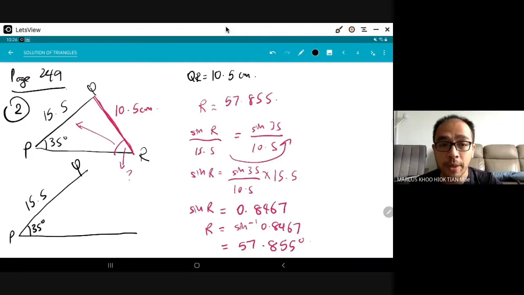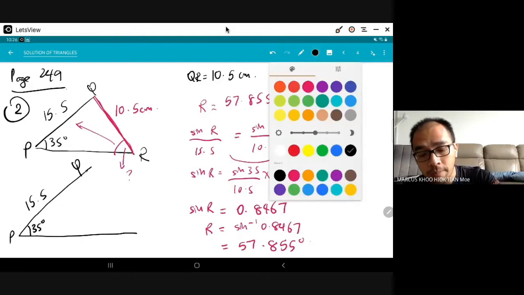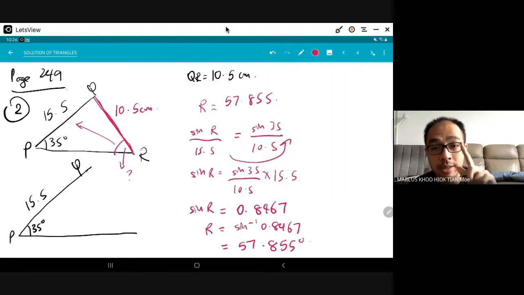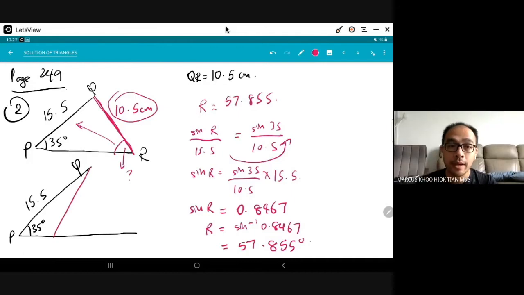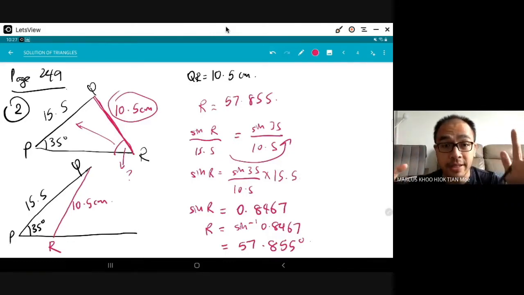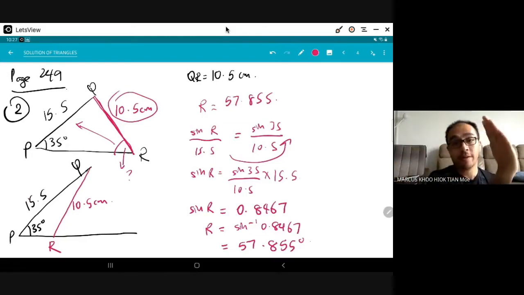Definitely cannot change. But do you notice that if I draw another line which is the same length, 10.5 cm, I can draw a triangle like this. I put this as R, and I say this is 10.5 cm. It's the same triangle, QPR. The length is the same. So this is 15.5, this is 10.5. It's just that I move the other line across.